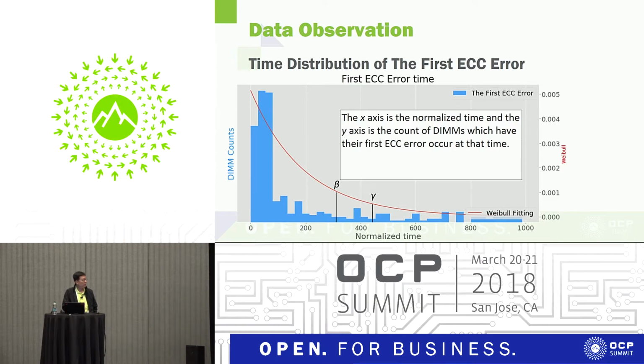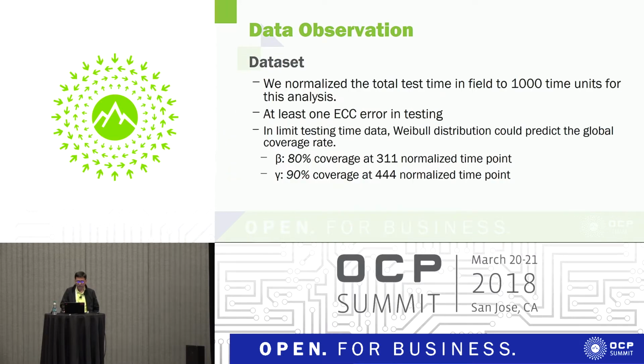So according to the graph, you can see we can focus the testing procedure on the first half of the testing time to identify the defect. We normalize the total testing time to 10,000 time units so the analysis can be more simplified. For at least one ECC error in testing, 80% coverage will be around 300, and 90% will be 440.